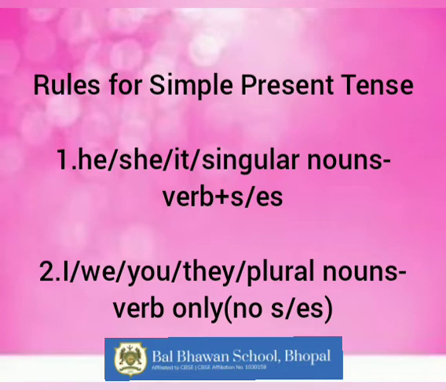Now the second rule. With pronouns I, you, we, they or any other plural nouns, we never use any s or es with the verb in simple present tense. Okay? Let's revise. He, she, it or any singular noun, add an s or es to the verb to make it singular. On the other hand, with the pronouns I, we, you, they or any other plural nouns, never use any s or es.